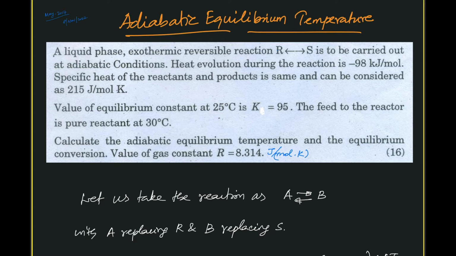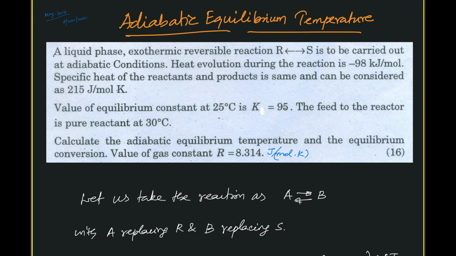The feed to the reactor is pure reactant A, of course A is missing, at 30 degrees Celsius. Pure reactant, of course, what is it? Reactant is R. Feed is at 30 degrees Celsius. We are asked to find the adiabatic equilibrium temperature and the corresponding conversion. R is given as 8.314 joule per mole Kelvin.